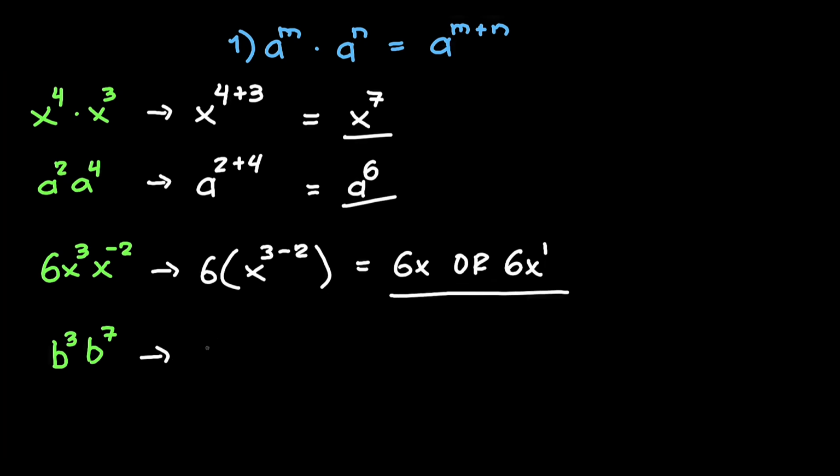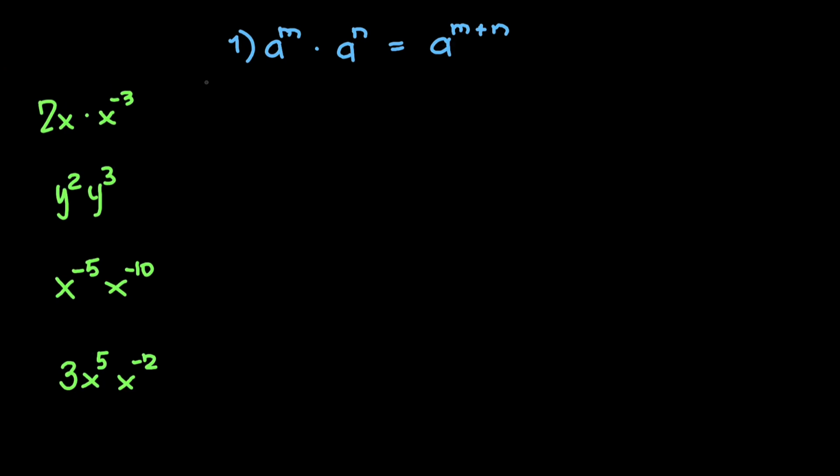b raised to the power of 3 multiplied by b raised to the power of 7. It will be b raised to the power of 3 plus 7. 3 plus 7 will be 10, so the answer would be b raised to the power of 10.